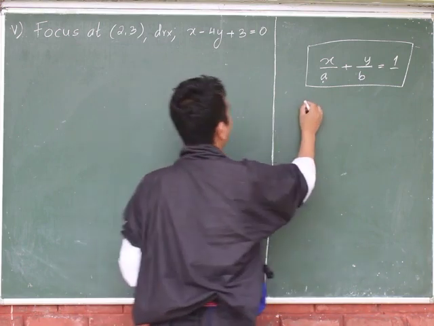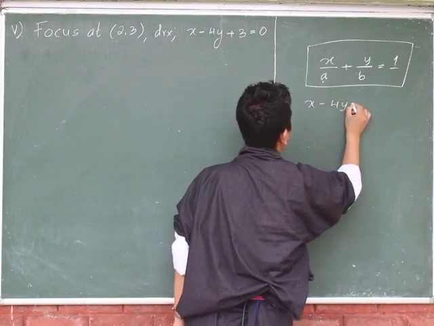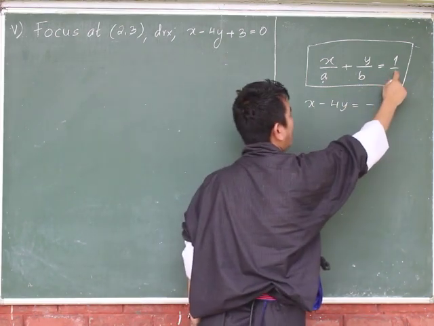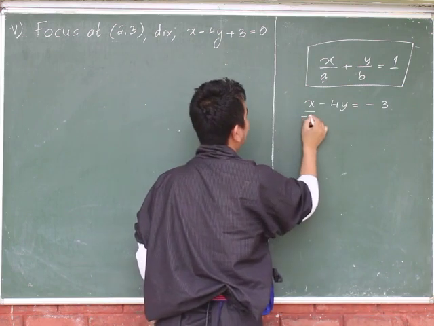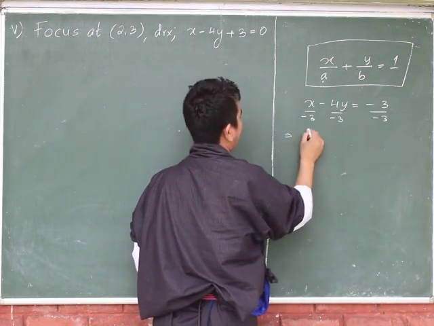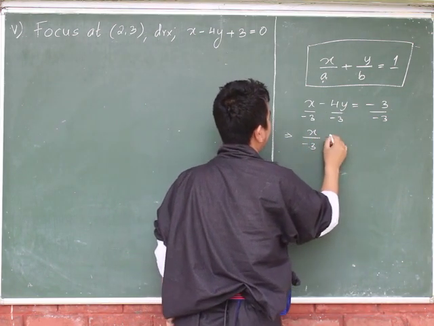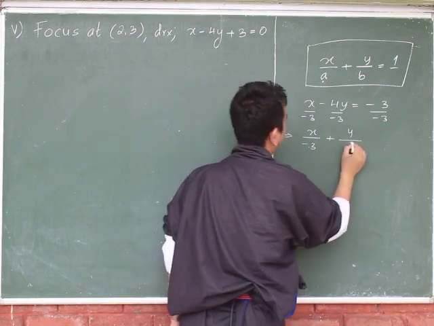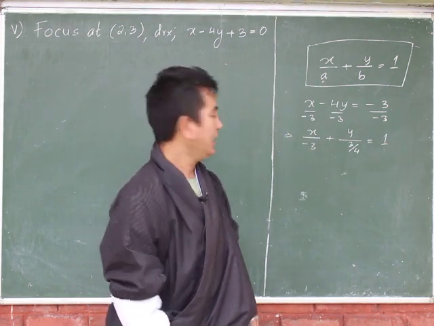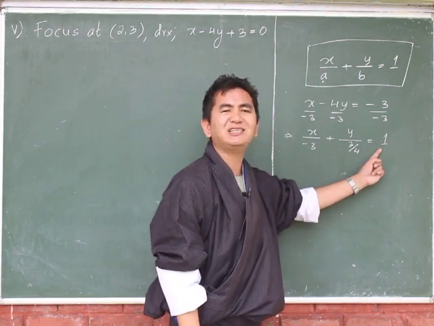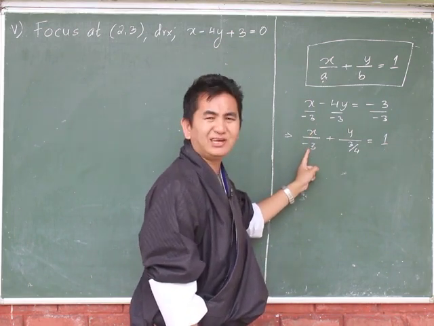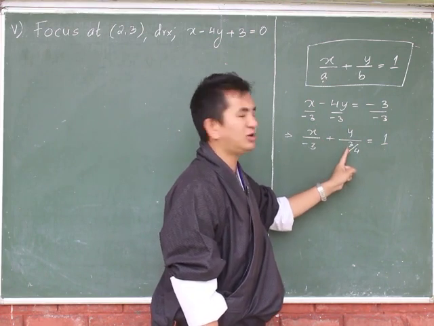Okay, so we have x minus 4y plus 3 equals 0, I can take the 3 across as negative 3. Divide both sides by negative 3, because in the standard form we have positive 1 on the right. If I divide both sides by negative 3, I will have x divided by negative 3 plus y divided by 3 by 4 equals 1. Now this is the standard intercept form, where the directrix will intersect the x-axis at negative 3 and the y-axis at 3 divided by 4.